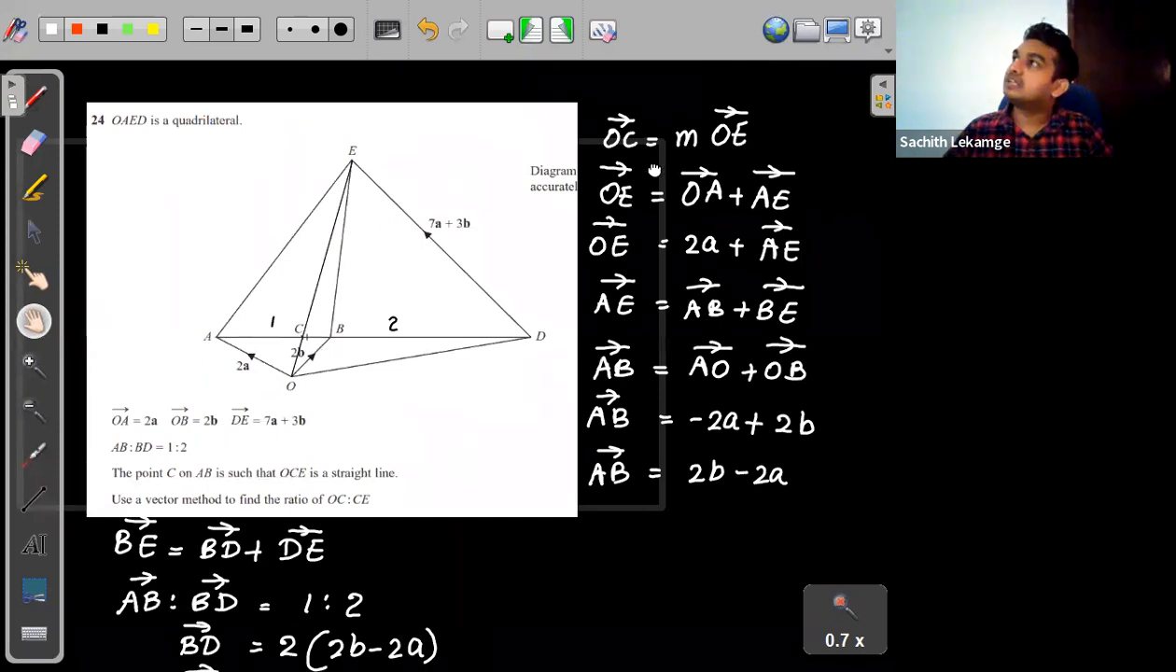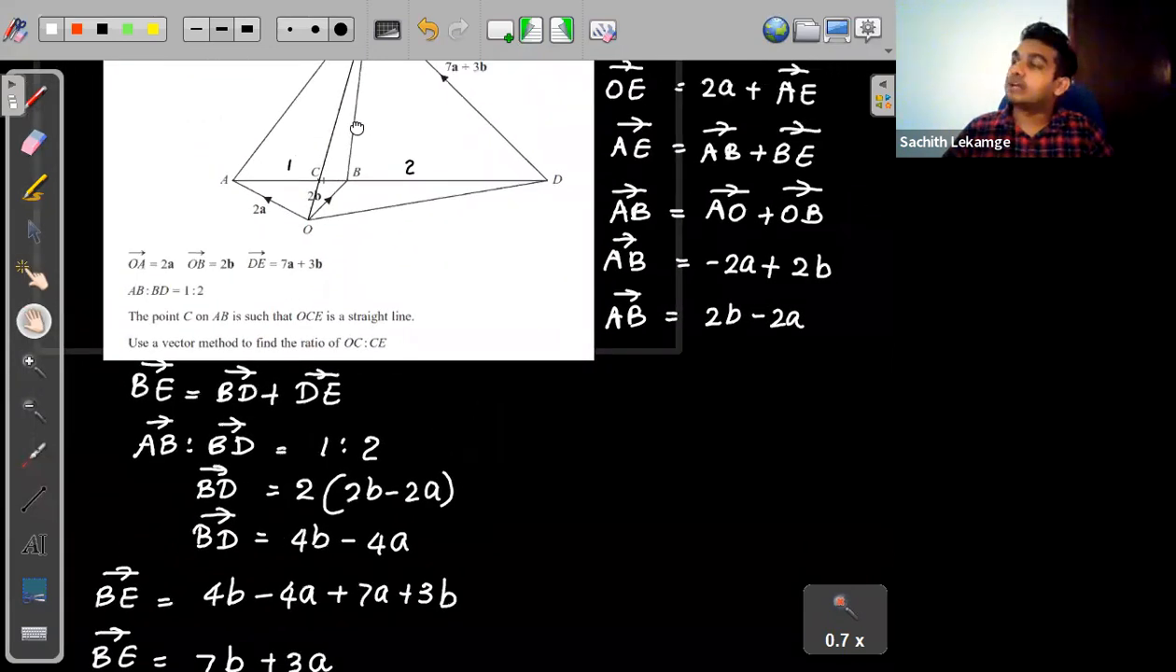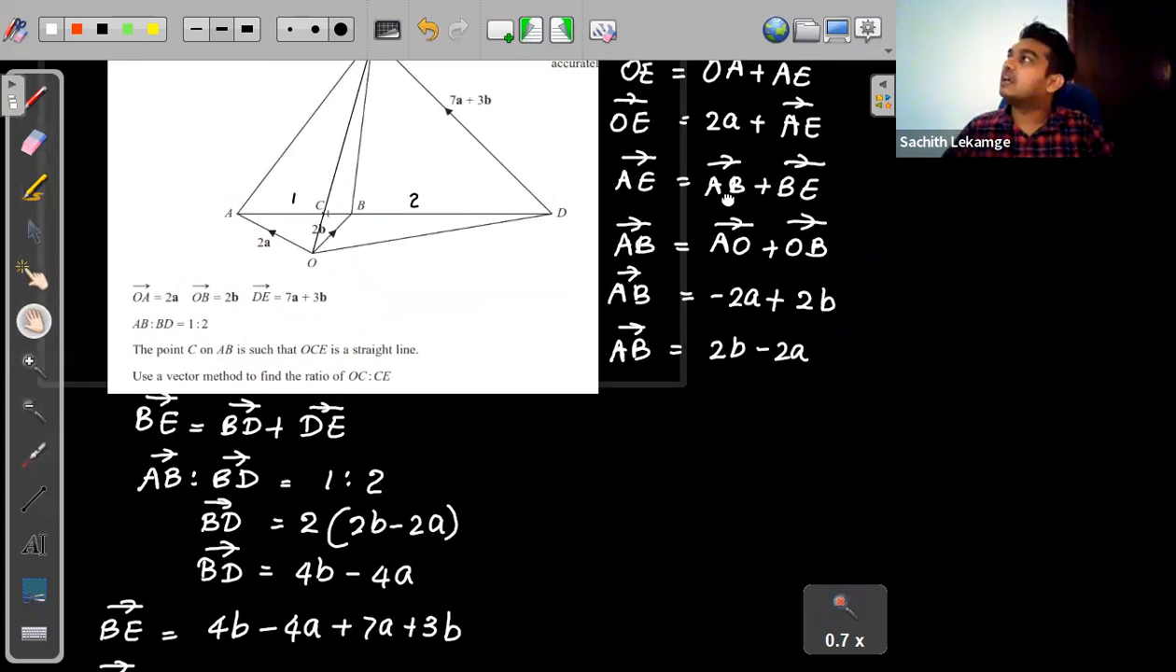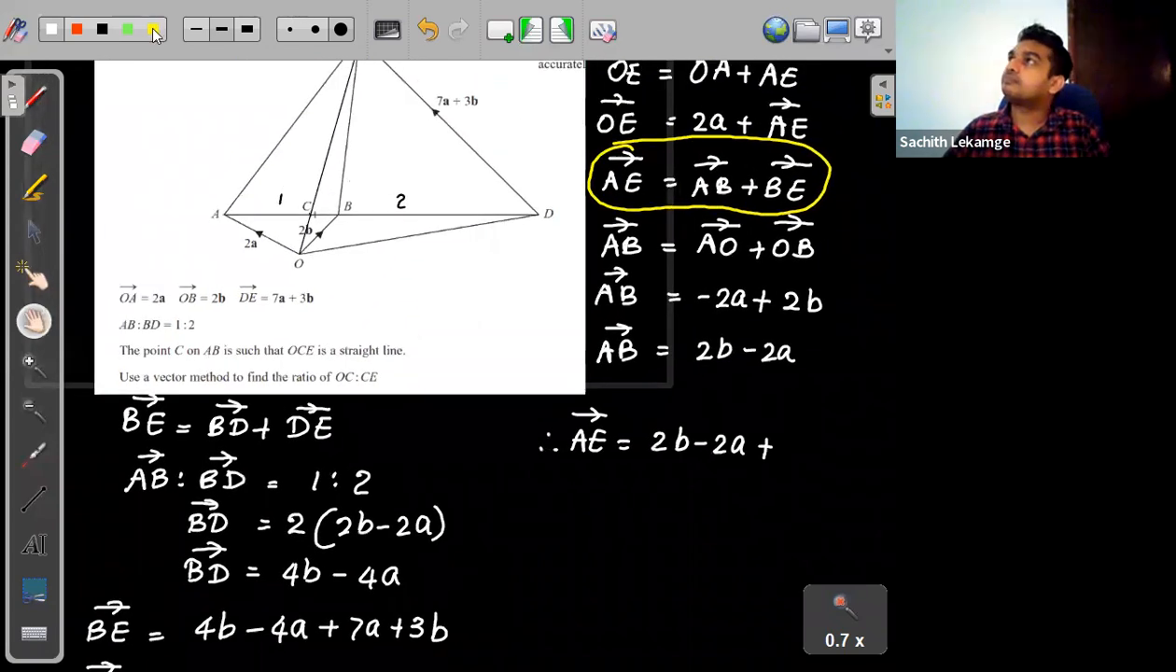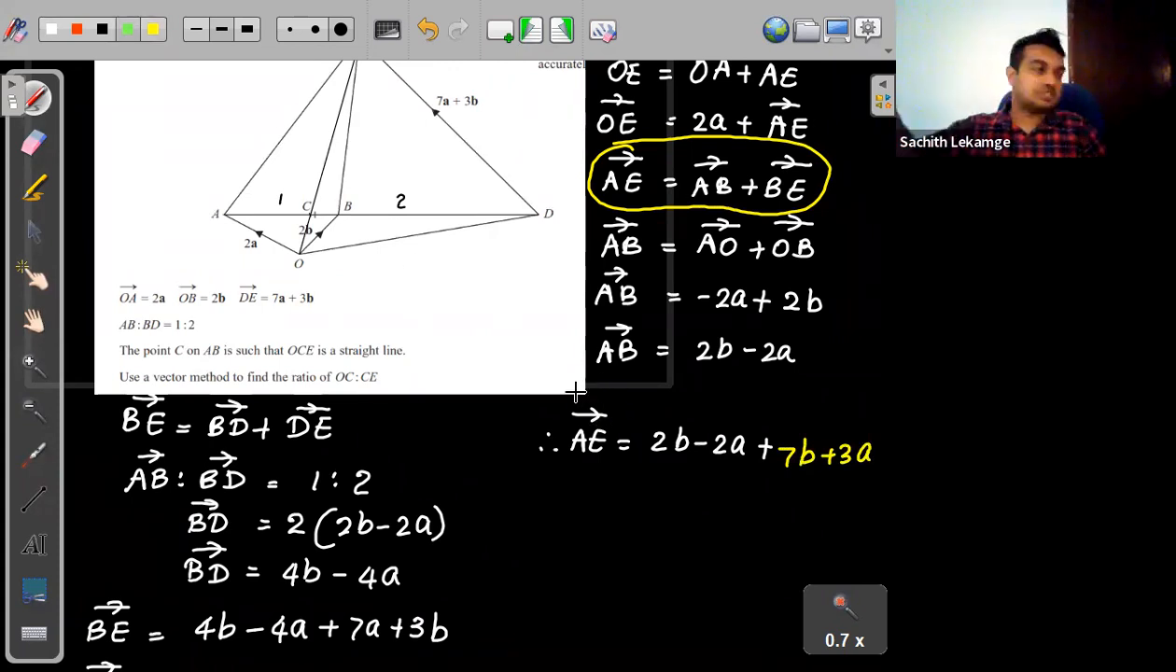To find OE, I need OA, which I know, and AE. Sorry, AE goes in the equation: AB plus BE. I'm using this. Therefore AE equals AB, which is 2b minus 2a, plus BE. What is the BE value? 7b plus 3a. If you mix it up, you get a different answer. AE equals 2b plus 7b, 9b, minus 2a plus 3a, a.